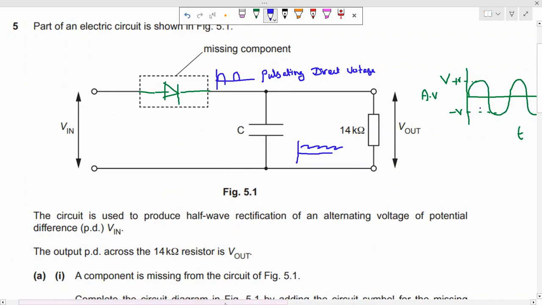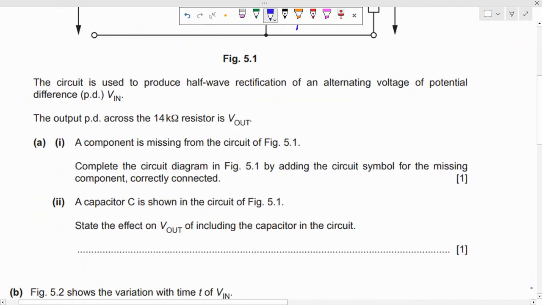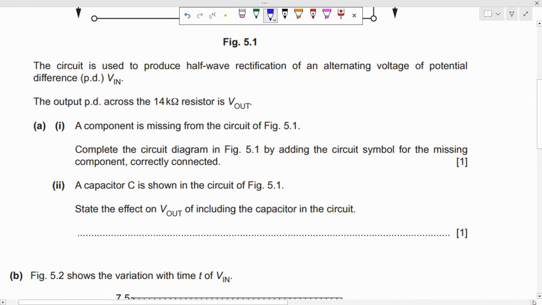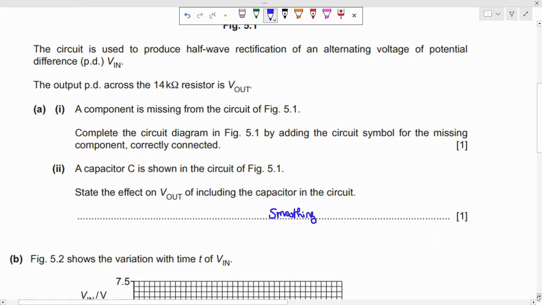After that we are going to solve that question. Let us solve this one. The missing component, I have already given as the diode, and I have represented that symbol also. And then state the effect on V output of including the capacitor in the circuit. If you are not connecting the capacitor, you will get only the pulsating positive half cycle. But after that you will get the smooth curve, right? So smoothing is the purpose of that circuit. Smoothing will be there through the capacitor.